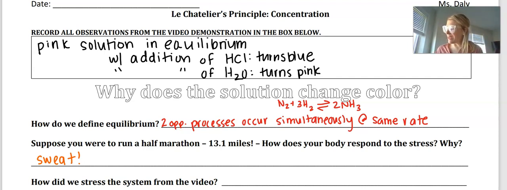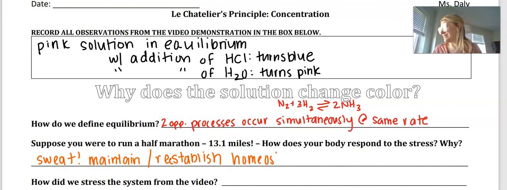So your body is going to sweat, and this is to maintain or reestablish homeostasis. Okay, this idea of this bodily equilibrium. So our body is in equilibrium. We run 13.1 miles. We stress our body out by doing that. And what our body does is it counteracts that stress by sweating and reestablishes this equilibrium in our body.